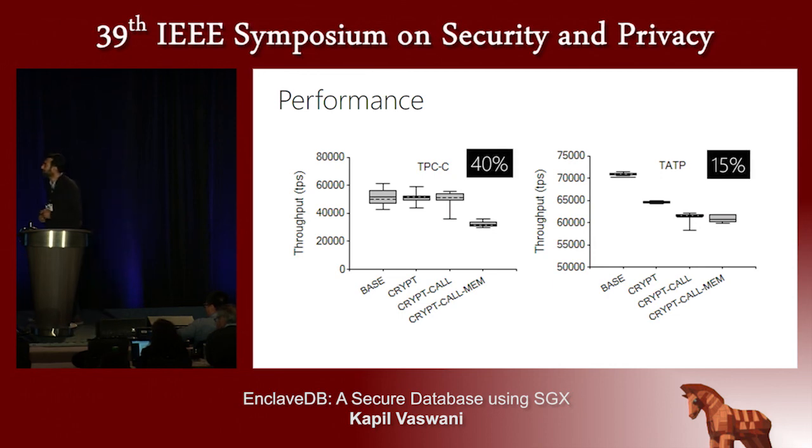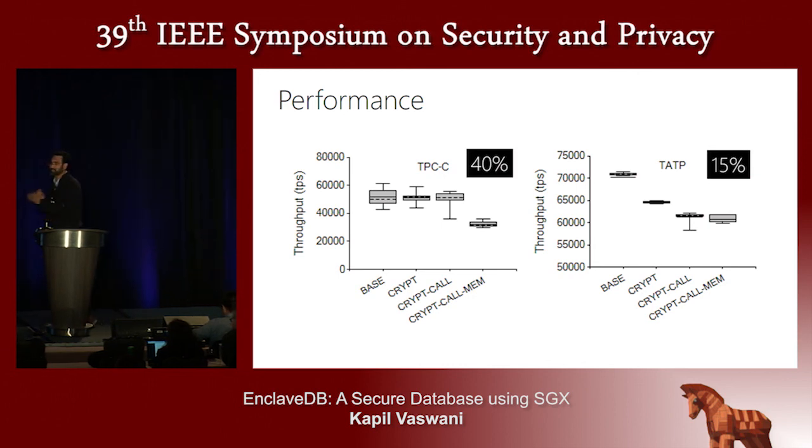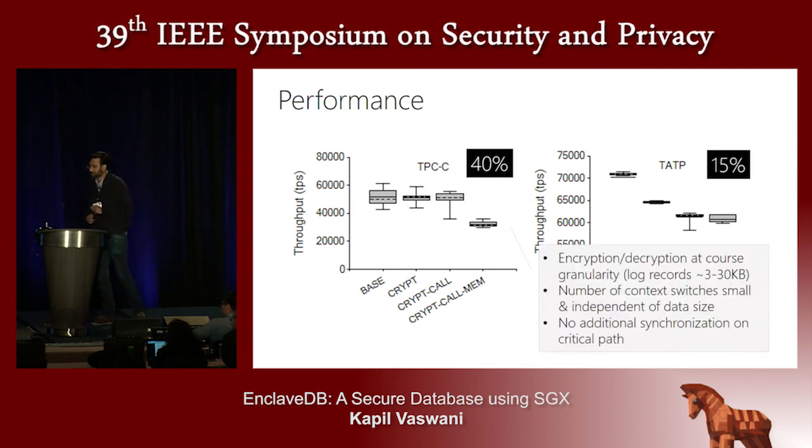What we find here is that the overheads of our system are reasonably low, especially for the kind of security guarantees we get. It's 40% in the case of TPC-C, 15% in the case of TATP, and the difference is because TPC-C is a more write-intensive workload, whereas TATP is a more read-intensive workload. And the reason we get low encryption overheads is because our encryption and decryption is at a coarse granularity. We are encrypting and decrypting log records, not individual values. And we've done a whole bunch of optimizations to ensure that we have no bottlenecks on the critical path.